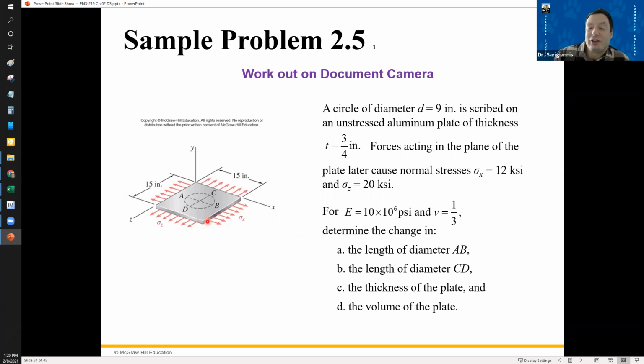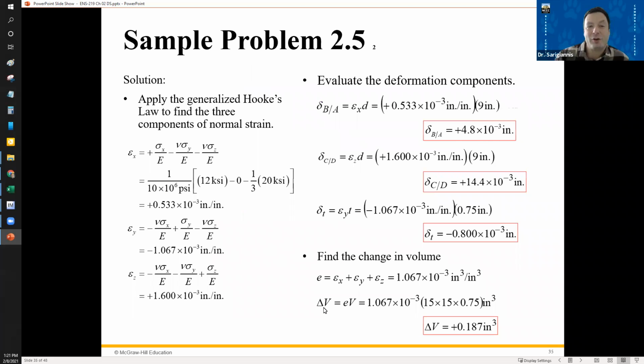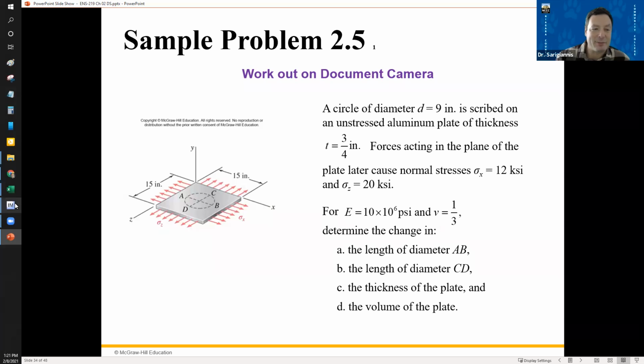So when you stretch this thing, you want to figure out, using this information, what are the changes in the length of the diameters. Notice the two diameters, you've got AB and you've got CD. What's the change in the thickness of the plate, and what's the change in the volume of the plate? So let's go through that on the document camera.